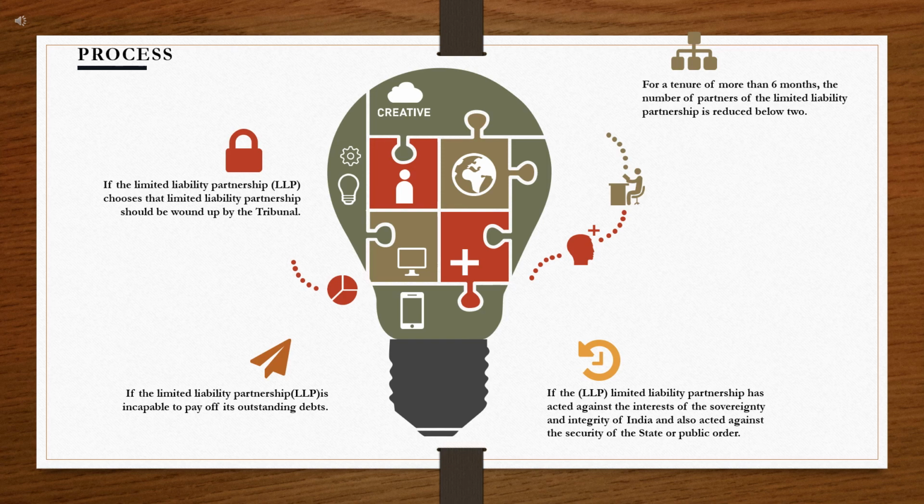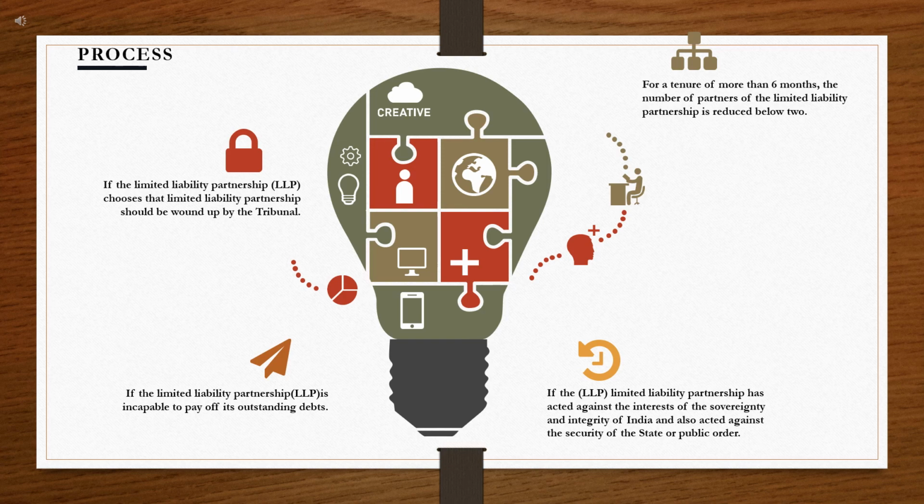If the limited liability partnership, LLP, chooses that it should be wound up by the tribunal. For a tenure of more than 6 months, the number of partners of the limited liability partnership is reduced below 2. If the LLP is incapable of paying off its outstanding debts. If the LLP has acted against the interests of the sovereignty and integrity of India and also acted against the security of the state or public order.